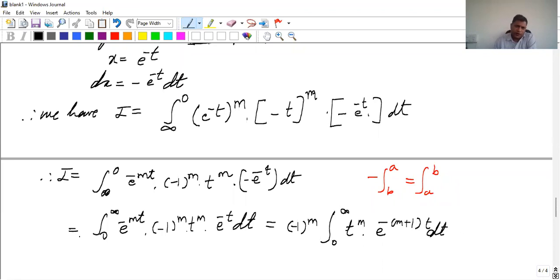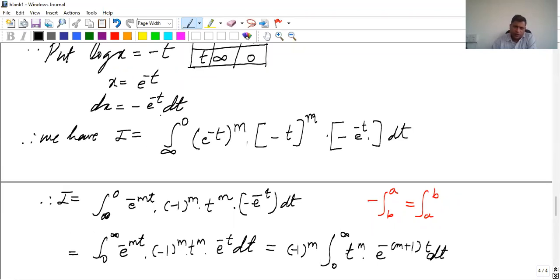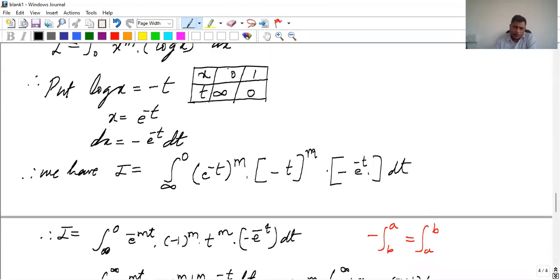Yes, sir. Excuse me, sir. In the first step, we have written infinity to 0, I equal to. Yeah, the first step we have written infinity to 0. Because see, here when x is equal to 0, t is going to be infinity. When x is equal to 1, t is going to be 0. So that's why we have to write here infinity to 0. Okay, sir. Thank you. Okay, is there any other doubt?